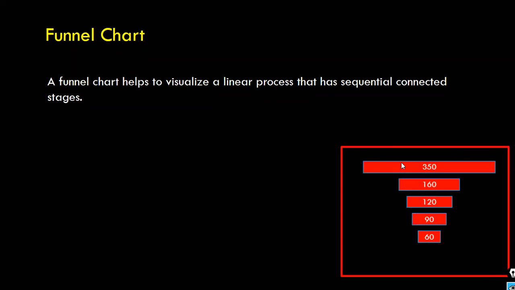The funnel chart shows the flow of stages. This looks like an inverted pyramid, isn't it? The top section of the funnel chart displays the wider area, which often decreases as it moves down into the channel. So this helps us to visualize a linear process that has sequential connected stages. Especially the sales and marketing guys use this term.